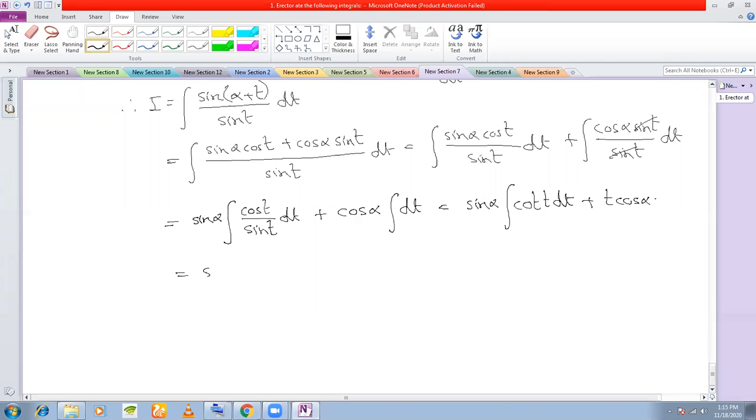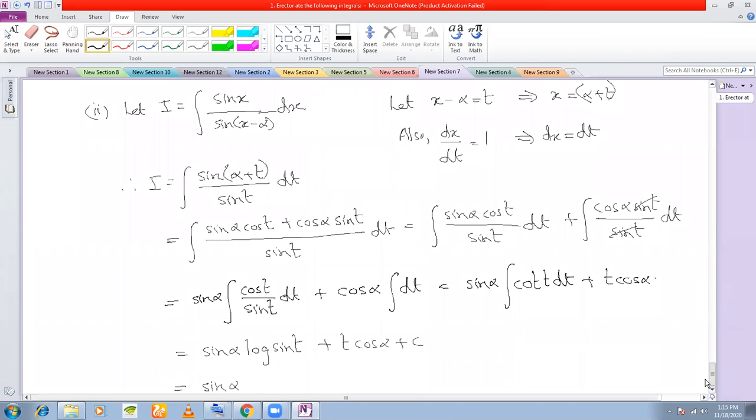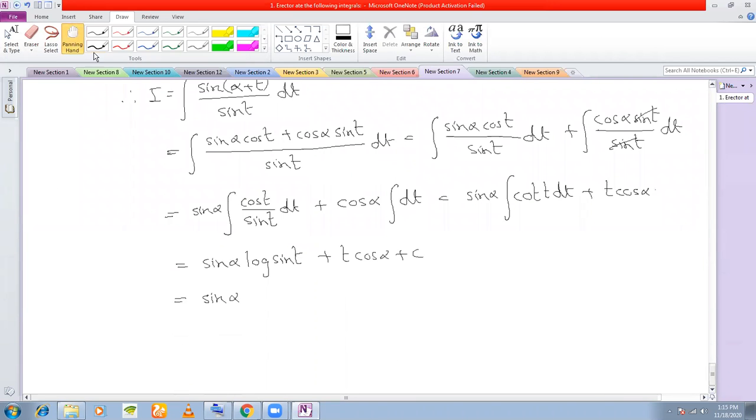Integral cot t is log sin t. So this is sin alpha log sin t plus t cos alpha plus a constant of integration. Now put back the value of t: we had taken t to be x minus alpha. So put back the value. That's it. Okay, so I stop here for today.